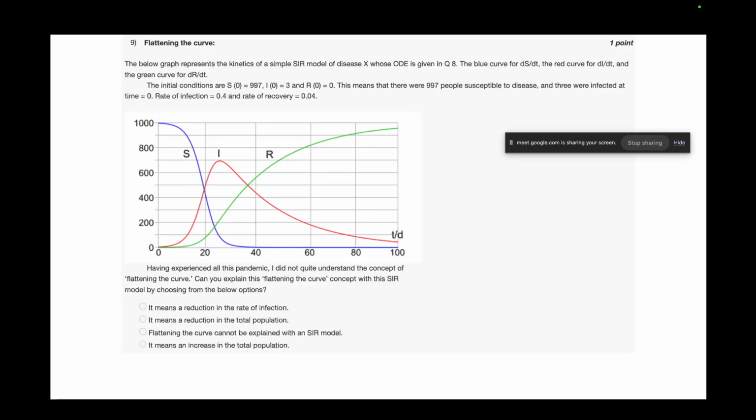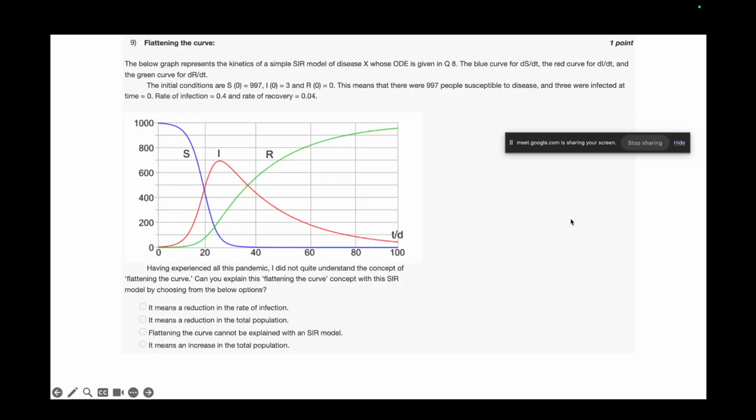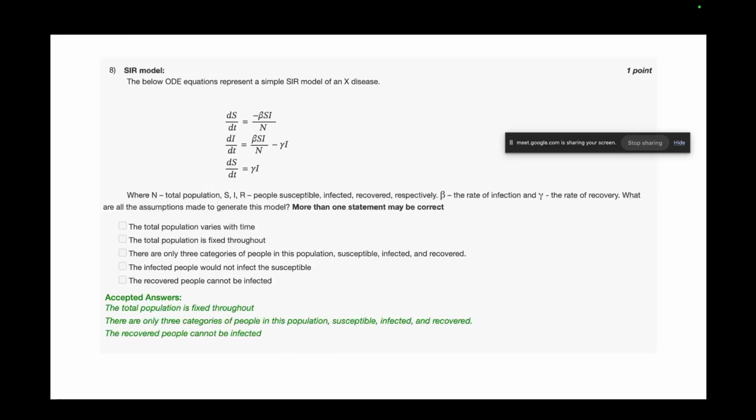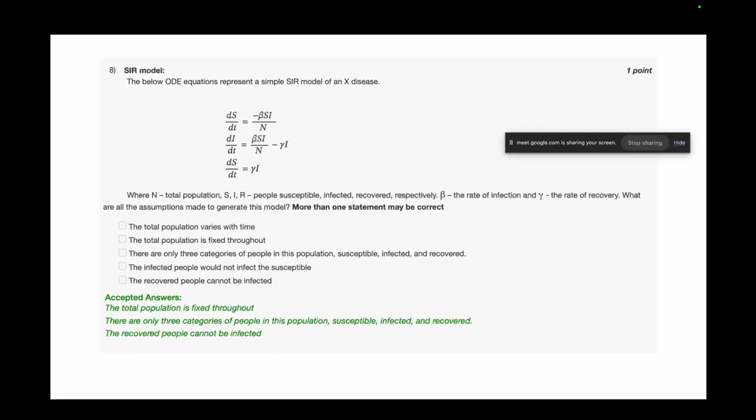I think this is the last question for today. So basically, this is the ODE that is given, and the curve is made from these ODEs. Just to be clear.